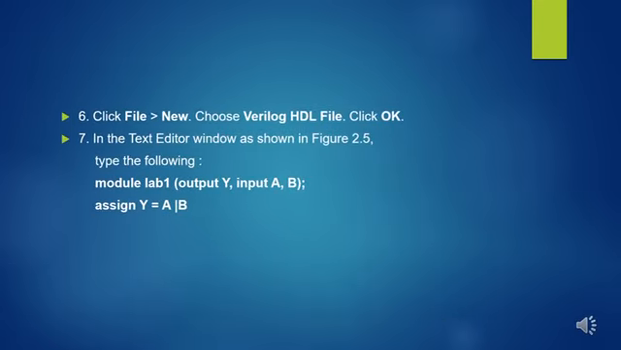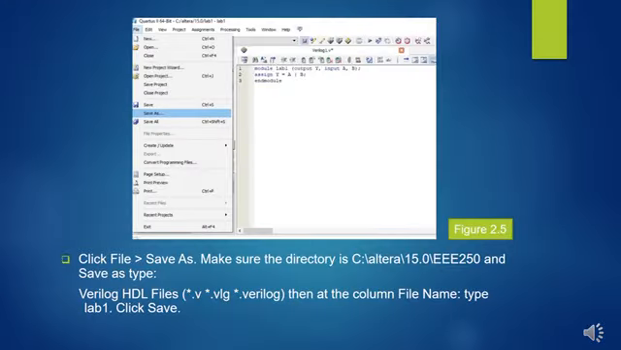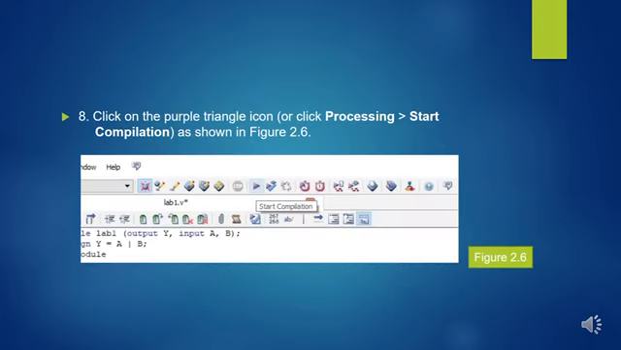For the next step, click File and then New, choose Verilog HDL file and click OK. In the text editor window, as shown in Figure 2.5 in the next slide, type the following command as shown in this slide. Save the command in directory C, by following the correct instruction as shown in Figure 2.5. Next, click on the purple triangle icon, or click Processing and then choose Start Compilation, as shown in Figure 2.6.